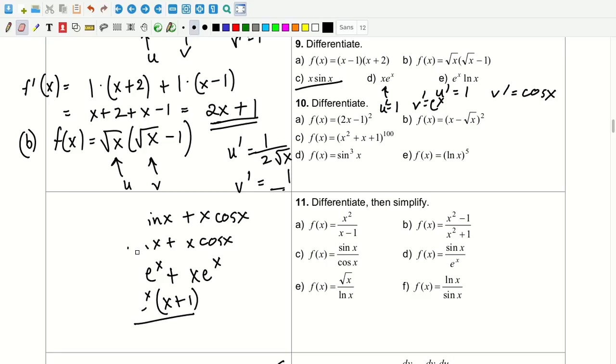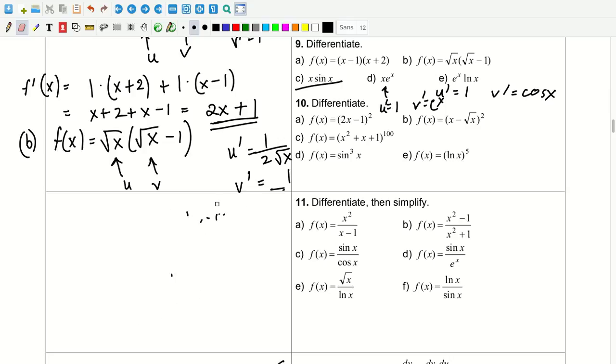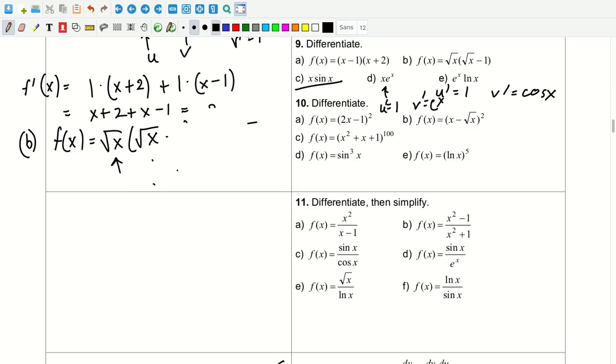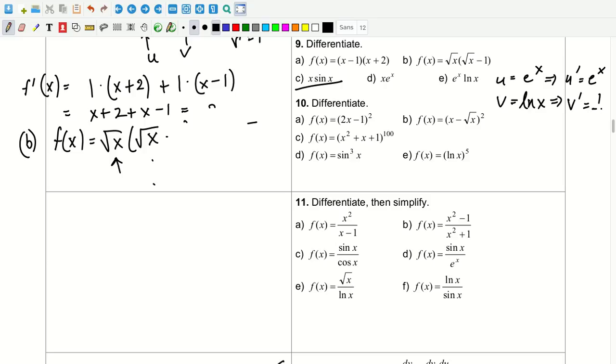And so part E involves e to the x ln x. Again, the derivative of ln x is 1 over x, and the derivative of e to the x is itself, so this is actually pretty straightforward. Let me erase this. So if we call u e to the x, then u prime equals e to the x. If we call v ln x, then v prime is 1 over x. Okay, so let me do it all over here.